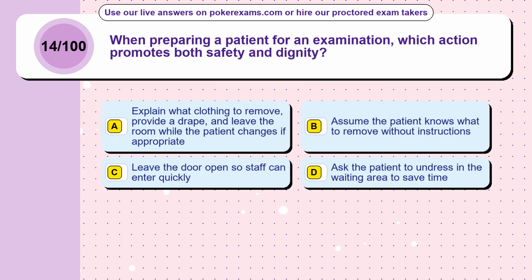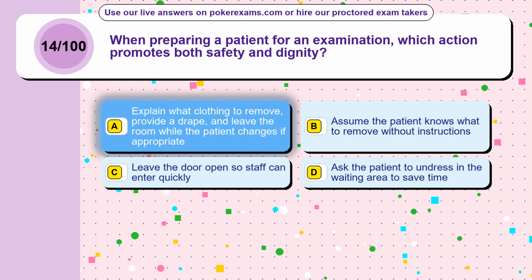Question 14. When preparing a patient for an examination, which action promotes both safety and dignity? Option A, explain what clothing to remove, provide a drape, and leave the room while the patient changes if appropriate. Option B, assume the patient knows what to remove without instructions. Option C, leave the door open so staff can enter quickly. Option D, ask the patient to undress in the waiting area to save time.